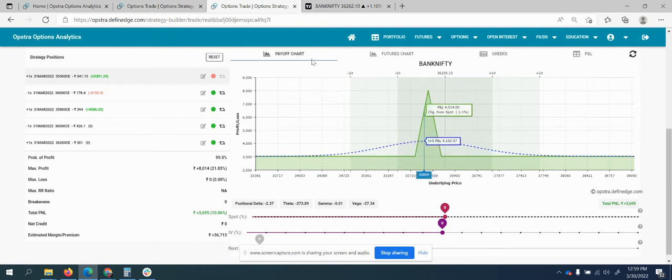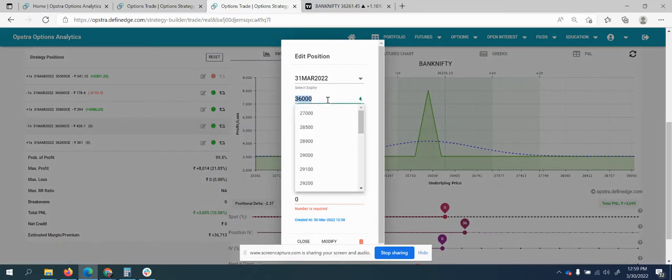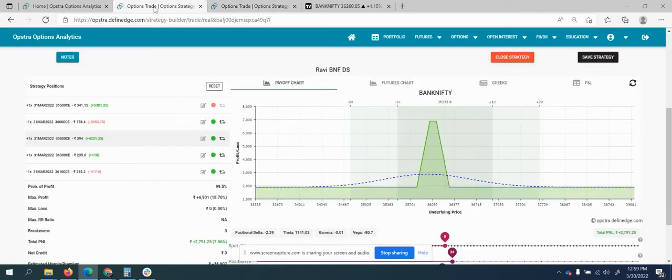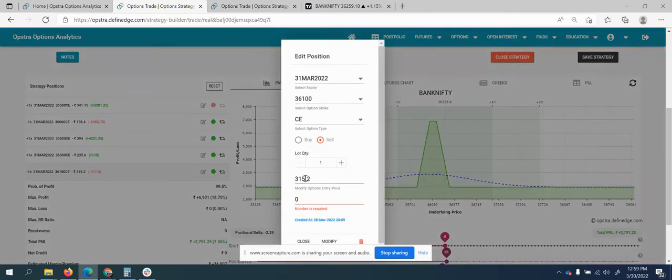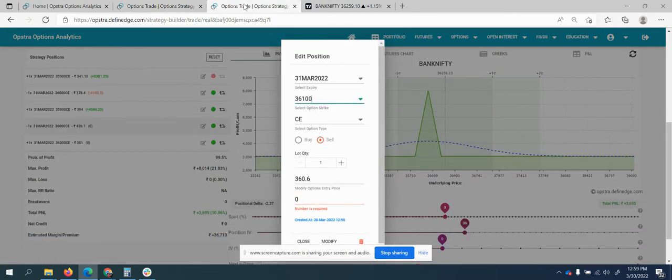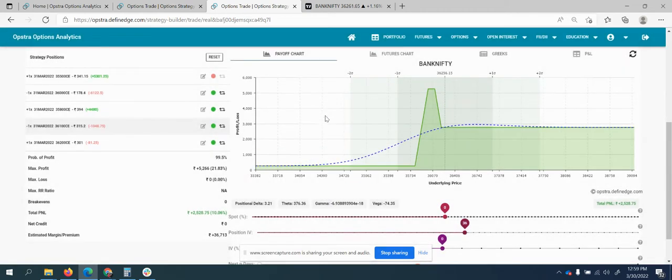So just to increase the margin, rather than going for 36,000, I went for 36,100. You will see the difference here. 36,100. I bought it for 315.2. Okay, 315.2. All right, I sold it.